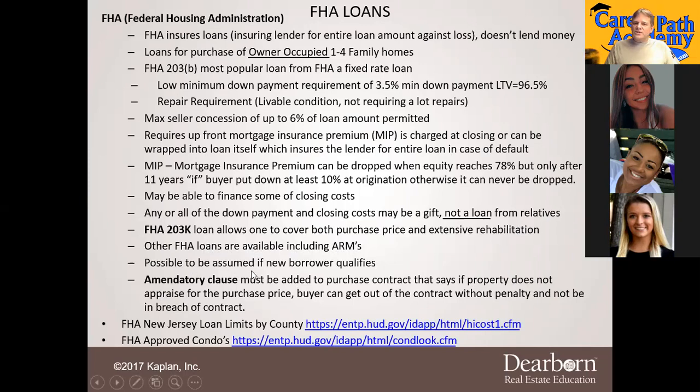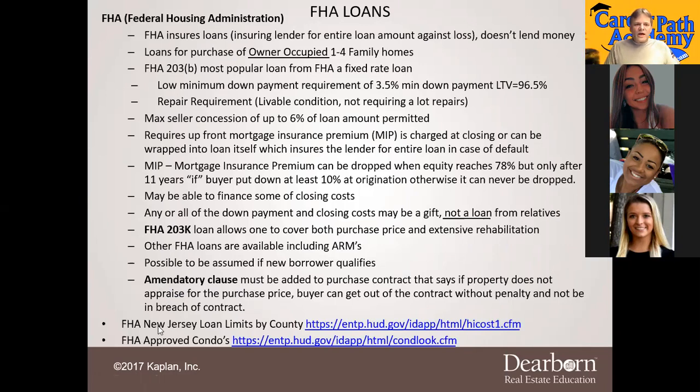Now, other FHA loans are available, including adjustable rate mortgages, straight loans, et cetera. FHA loans can be assumed if the new borrower qualifies, which means they could just take over the loan. And FHA loans require a special amendatory clause. What does that clause say? If the property does not appraise for the purchase price, the buyer can get out of the contract without penalty.